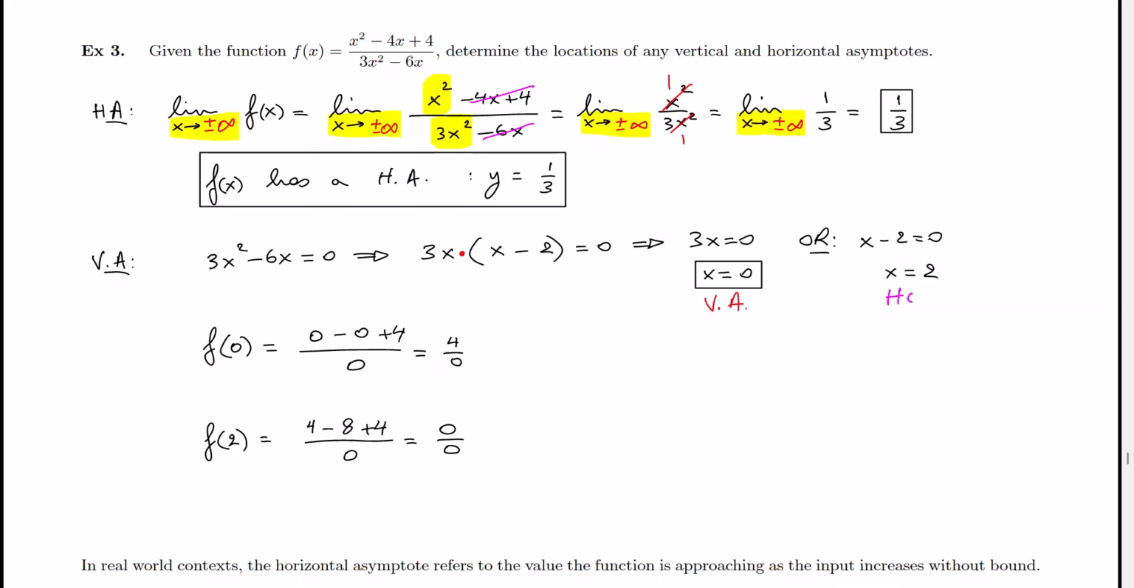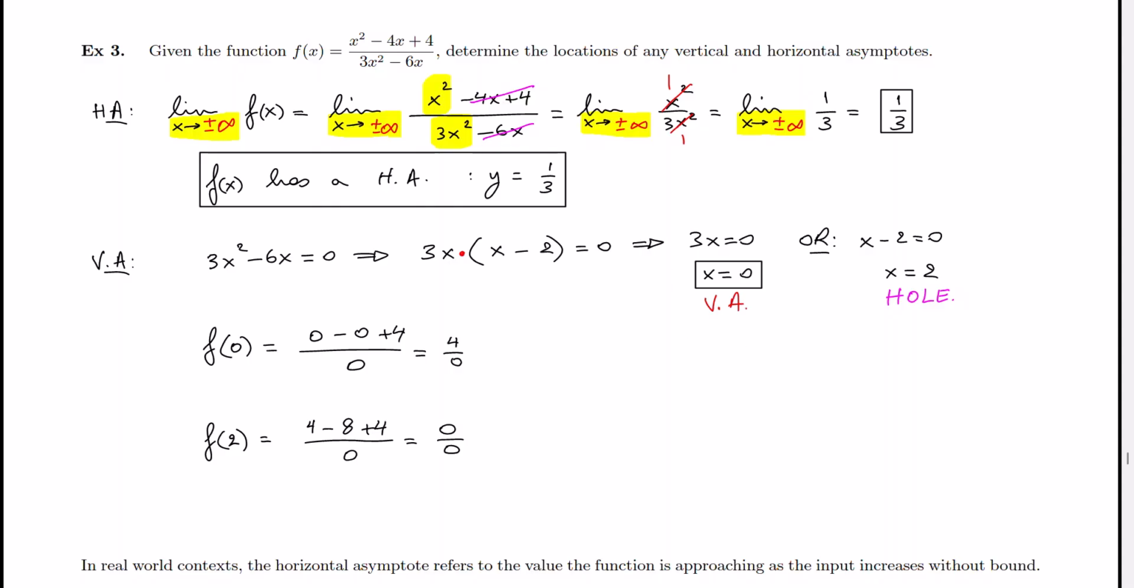That means that this x equal to 2 is just a hole in the graph. It's not a vertical asymptote. So the function in this problem has one horizontal asymptote. As x goes to infinity or negative infinity, the function is going to tend to stabilize around 1/3. And also there's a vertical line that the function cannot cross, and it's this x equal to 0, meaning the y-axis.